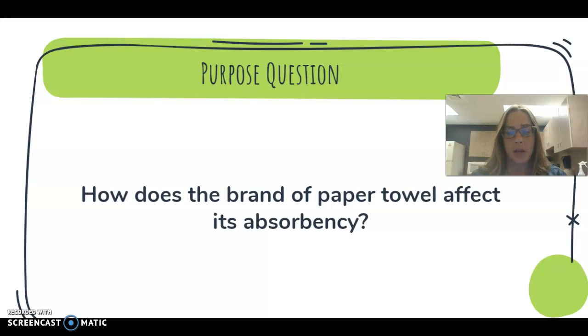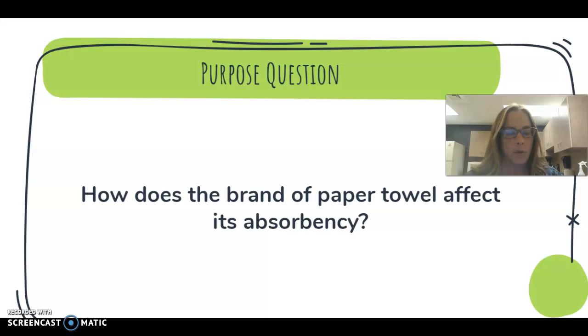Remember, the independent variable is the variable that we're changing, that we're comparing something to a control in the experiment. Then the dependent variable is what we're measuring. It's our data that we're finding. In a purpose question, if it's written correctly, you can find the independent and dependent variable listed.